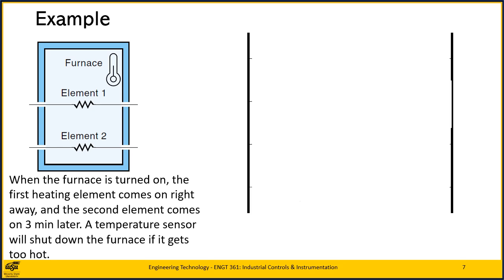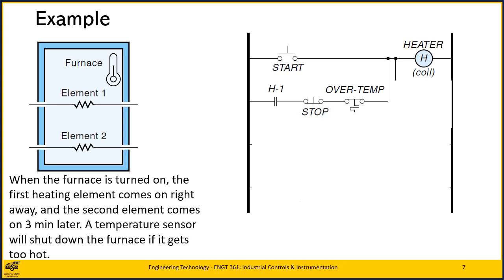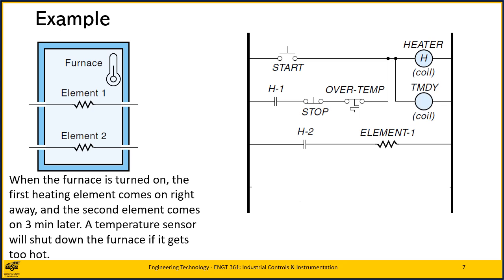We start with our power rails. On the top rung of the ladder diagram, a push-button switch energizes the heater relay, and the relay is sealed by the H1 contacts. This action supplies power to the first heating element, element 1, via the relay contacts H2, and energizes the TMDY delay relay, the on-delay relay type. After 3 minutes, the time delay relay activates the second heating element via the TMDY1 contacts, bottom rung.